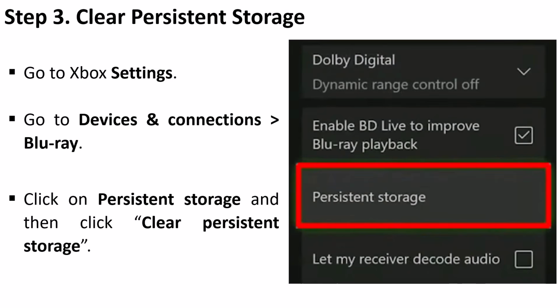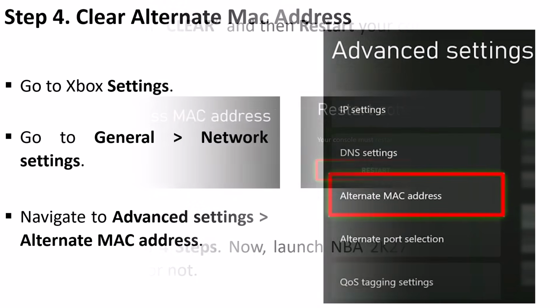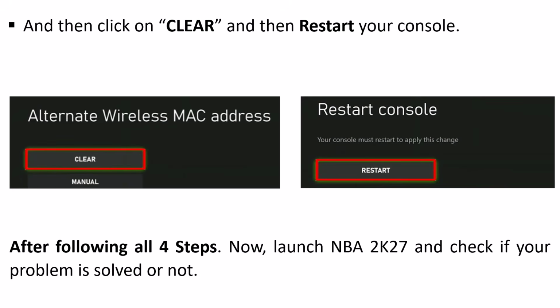Step 3 is to clear persistent storage. So go to Xbox settings, go to devices and connections, Blu-ray, click on persistent storage and then click on clear persistent storage. Now if you don't see this feature in your Xbox console, then you can skip this step. And finally step 4 is to clear the alternate MAC address. So go to Xbox settings, go to general, network settings, navigate to advanced settings, alternate MAC address and then click on clear and then click on restart to restart your console. And after your Xbox console restarts, you can go ahead and launch the NBA 2K27 game and check if your problem is solved or not.